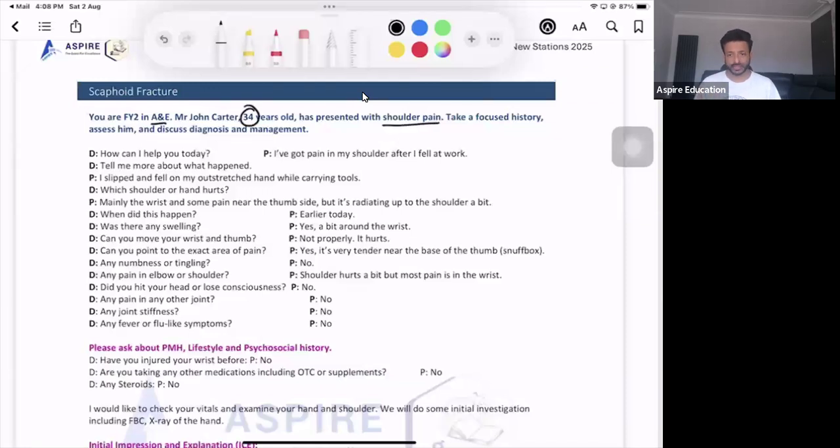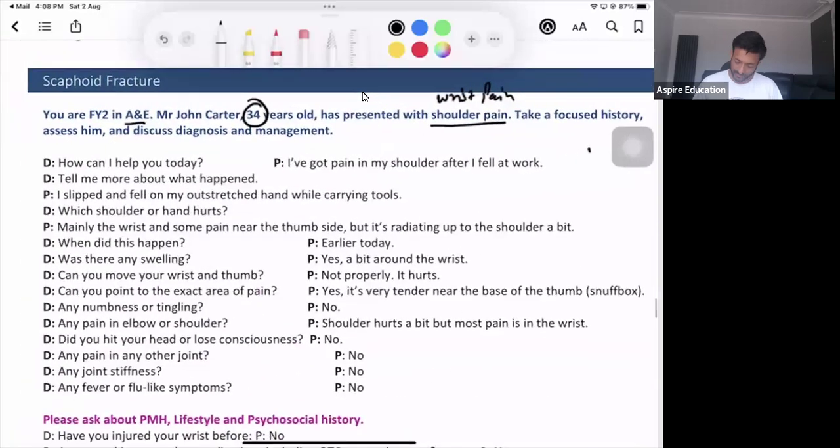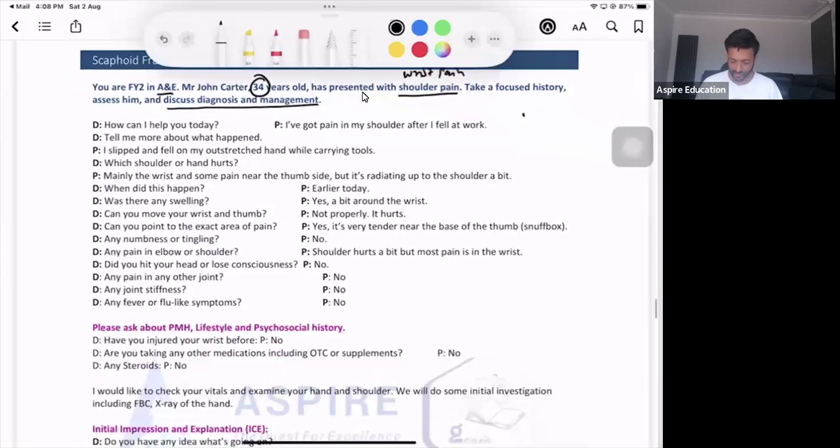Sometimes the task says shoulder pain. Sometimes it also says wrist pain. So you have to check what exactly they have given you. What we have to do is take a focused history, assess and discuss the management with the patient, right? So what is the presenting complaint? Pain.